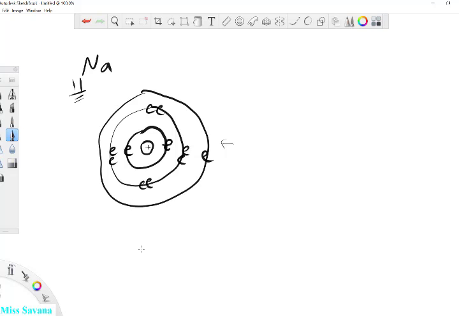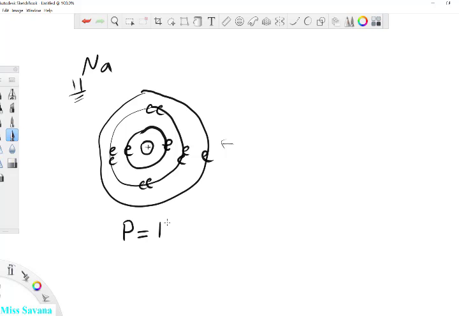Okay, so it actually has two options. Either it gains 7 electrons or it loses 1 electron. I think losing 1 electron is better. Why? Because you require a lot of energy to gain 7 electrons. So the atom is going to choose definitely losing 1 electron. Okay, so let's take a look at what's going to happen. Remember guys, always write these.